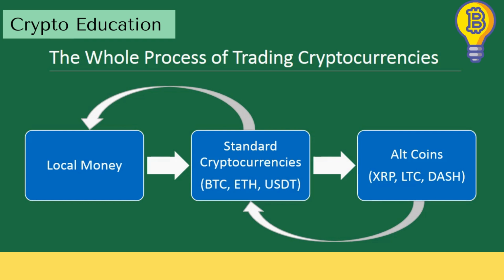As you can see, standard cryptocurrencies such as Bitcoin and Ethereum play a vital role in this process. So if you want to make a long-term investment, these coins will be your best choice. So before you buy any altcoins, you can go ahead and get some standard cryptocurrencies. Just hold them for a few weeks to get familiar with the cryptocurrency market.